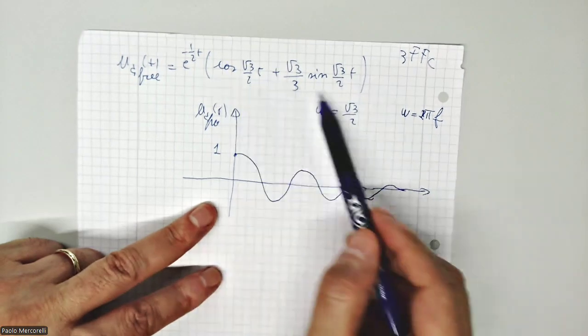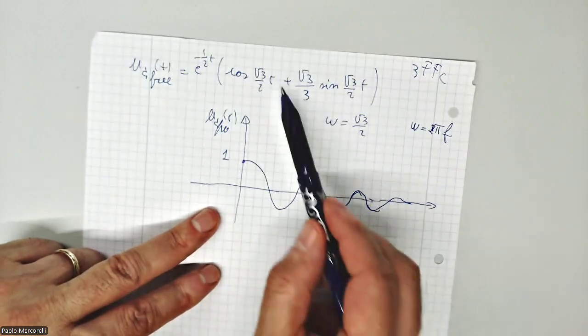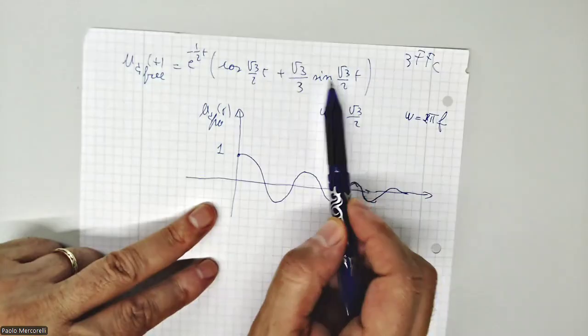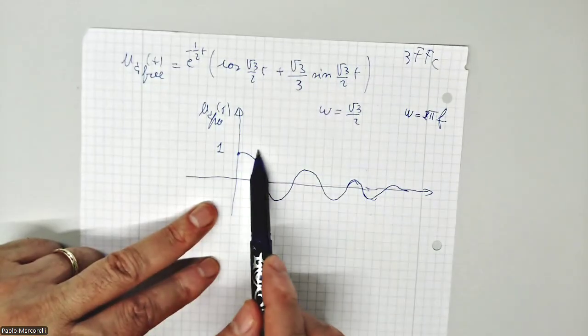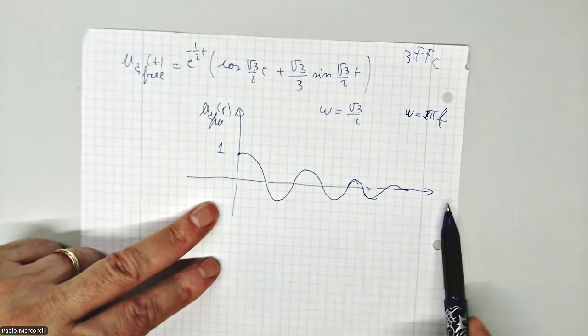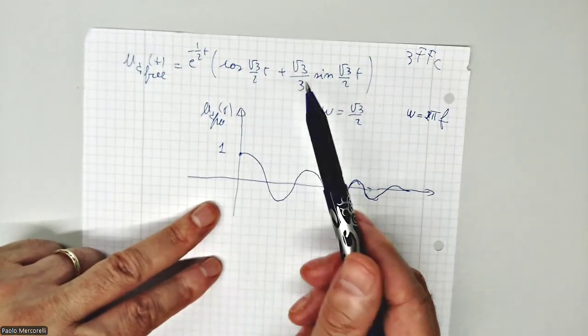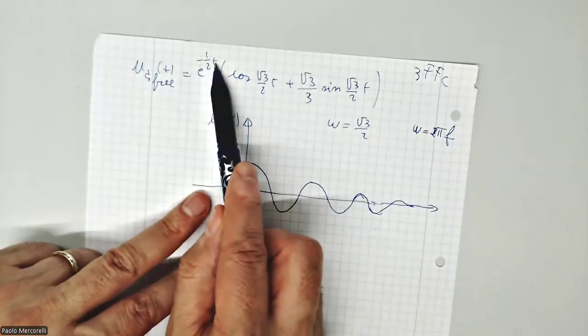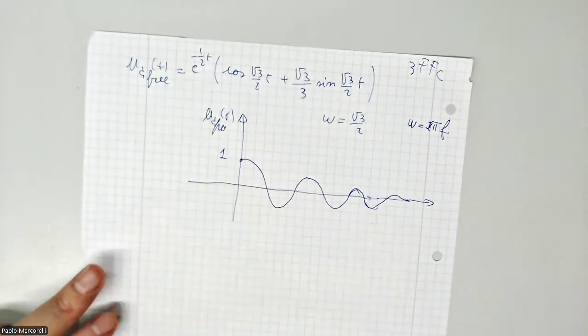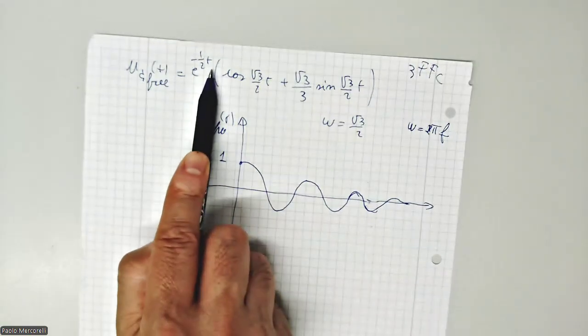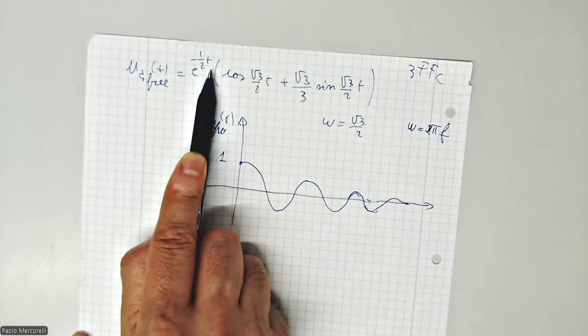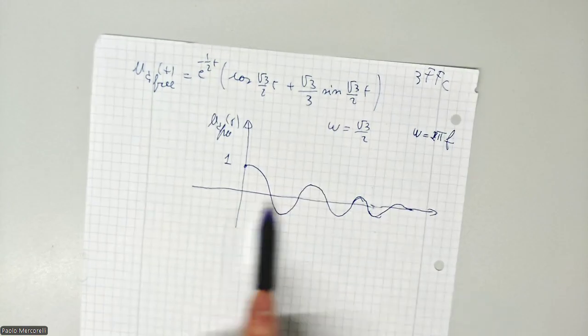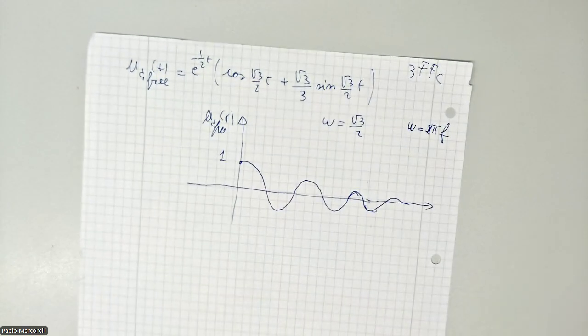This means it's a function with the same frequency, because we have cosine and sine, they have the same frequency. Why is it going to 0 with oscillation? Oscillation because we have a trigonometric function, the sum of two trigonometric functions. It's going to 0 because it's weighted by an exponential function, which for t toward infinity is going to 0 with oscillations.